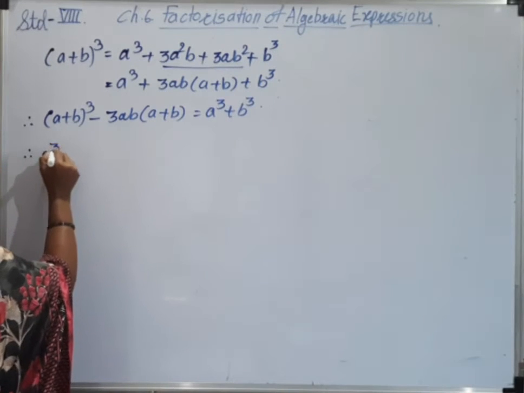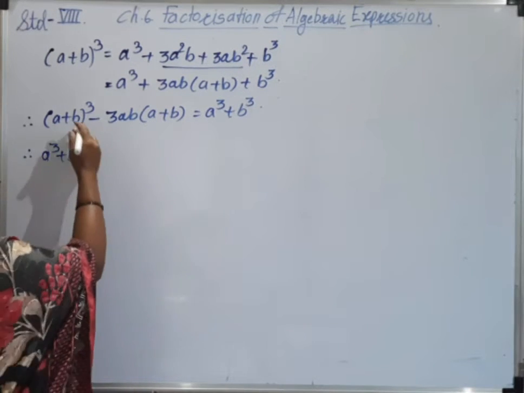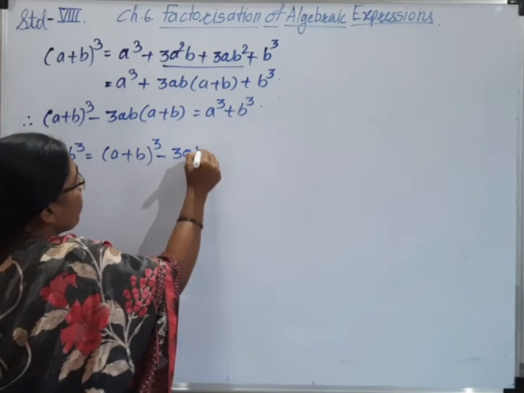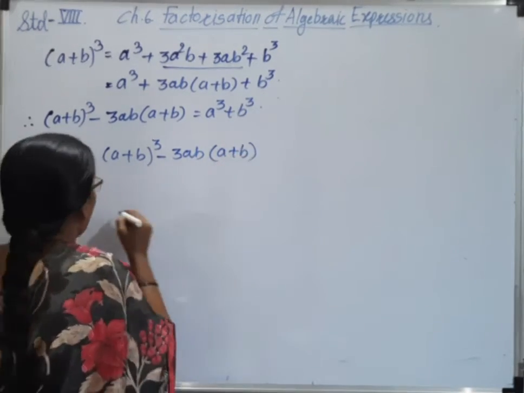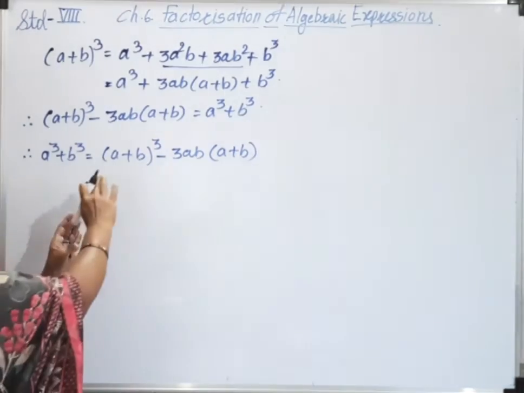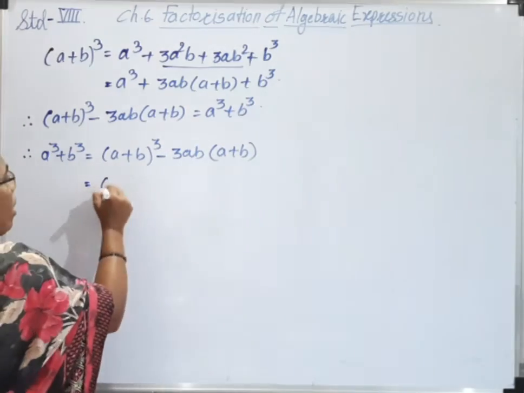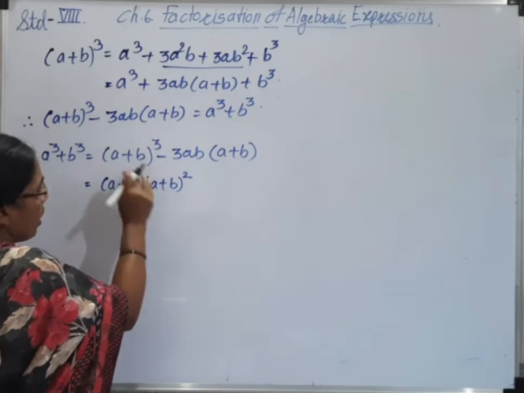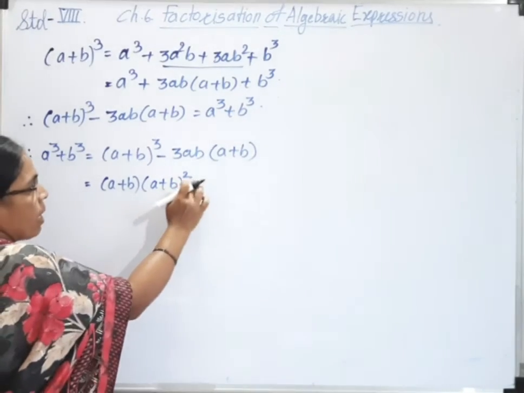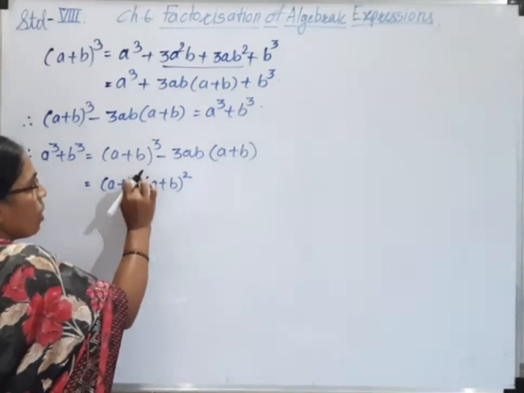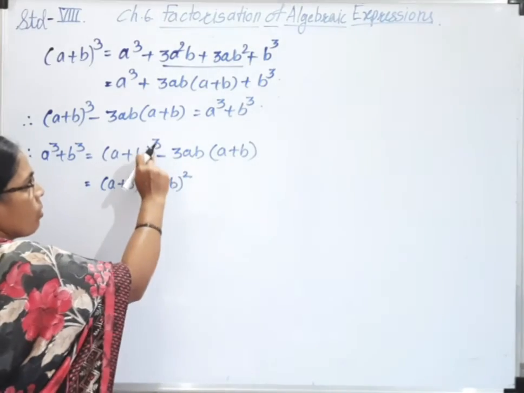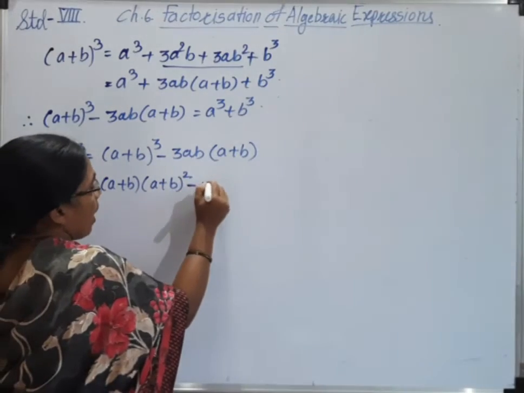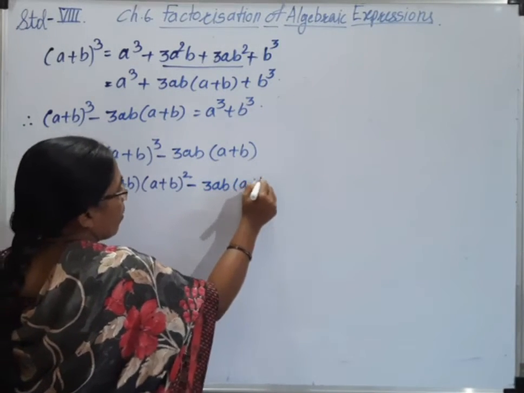Therefore a cube plus b cube is equal to (a plus b) whole cube minus 3ab into (a plus b). As we know, (a plus b) whole cube means (a plus b) and (a plus b) whole square, and when the base is same, we can add their indices. So 1 plus 2 is equal to 3. So these two are the factors of (a plus b) whole cube. The second term I am writing as it is, that is 3ab and (a plus b).